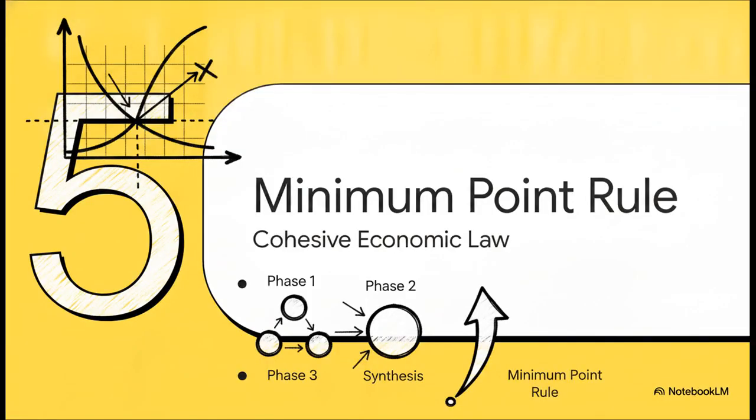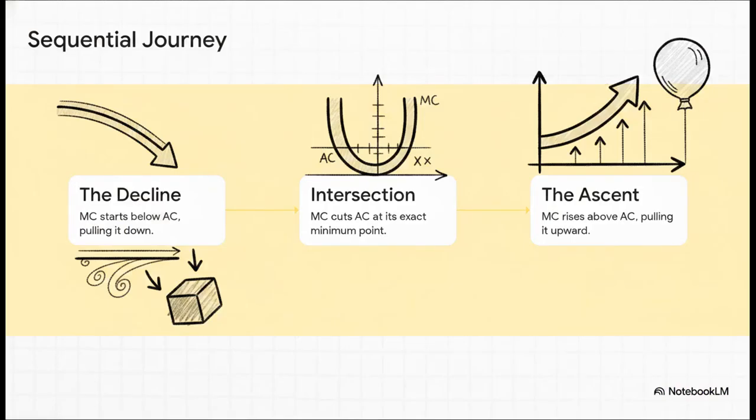So, now that we've broken down all three phases on the graph, let's synthesize these rules into one cohesive economic law, the minimum point rule. Let's see how this builds our complete picture. If you need to map this out step by step, just remember these three things. Step 1, MC starts below AC, acting like a downward gravitational pull that causes the decline. Step 2. MC cuts AC from below at the exact minimum point, where average cost stops falling. Step 3. MC ends up above AC, completely reversing that gravitational pull and causing the ascent.